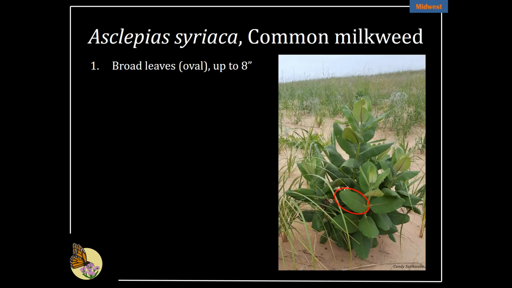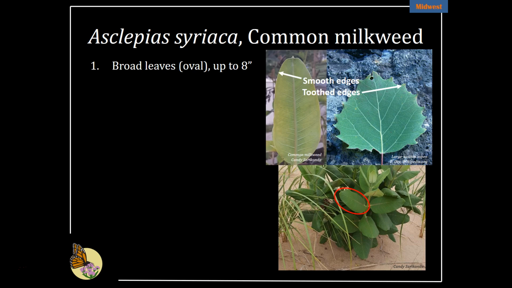Milkweeds are closely related plants in the genus Asclepias. One of the most widespread species across North America is Asclepias syriaca, or common milkweed. Common milkweed, like most milkweeds, has a milky sap when the stem or leaf is broken. Common milkweed has broad, oval leaves that are up to 8 inches long. All the milkweeds we will discuss today have smooth edges, as shown on the left here, not toothed or jagged, like the aspen leaf, shown on the right.